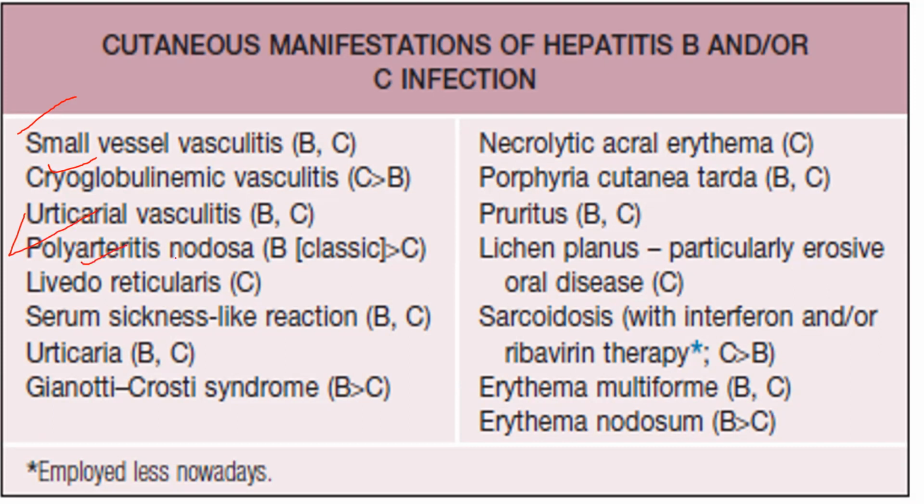Polyarteritis nodosa, we've seen a picture, and this is for hepatitis B. Then we also have livedo reticularis, which picture we have seen, and this is usually associated with hepatitis C. Serum sickness-like reaction for both of them. Urticaria, for both of them. Gianotti-Crosti, we shall see this shortly, but it's for both of them. And then necrolytic acral erythema, this is really seen in hepatitis C infections. Then porphyria cutanea tarda, it has also been linked to both hepatitis B and C. Then pruritus for both of them. Lichen planus has been linked to hepatitis C. Then sarcoidosis for both of them. Erythema multiforme and erythema nodosum for both of them.